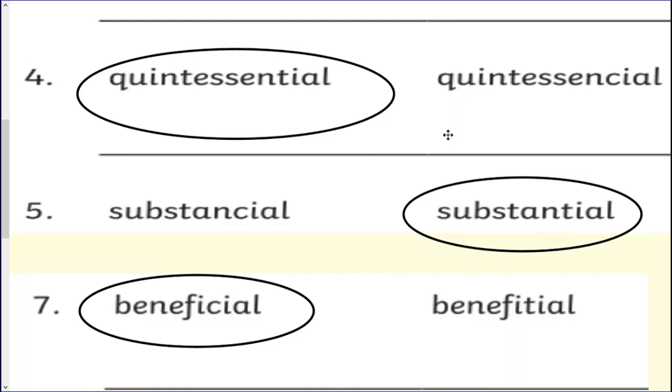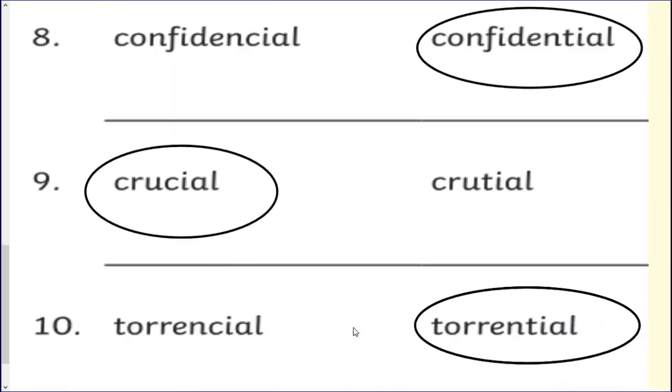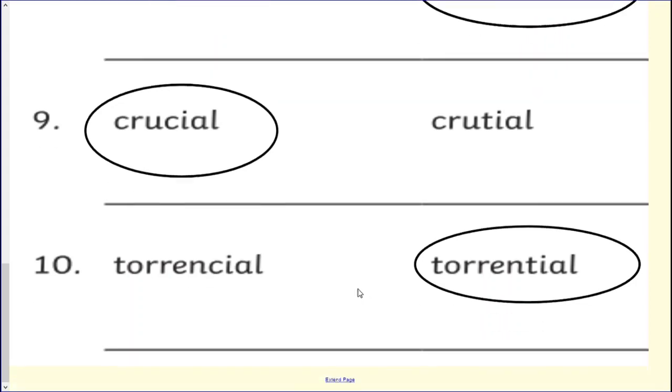5, the correct option was substantial, TIAL. 7, beneficial, CIAL. 8, confidential with TIAL. 9, crucial, CIAL. And 10, torrential with TIAL. Okay, how did you get on?